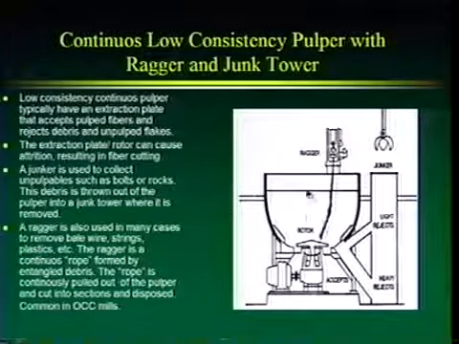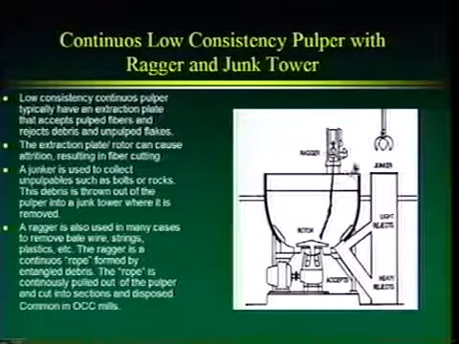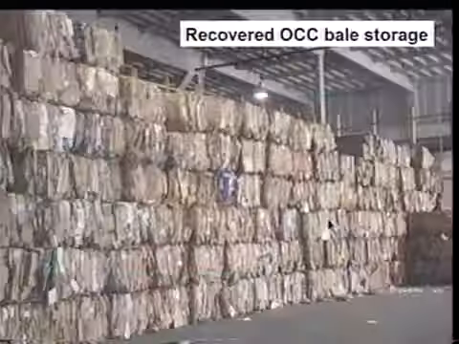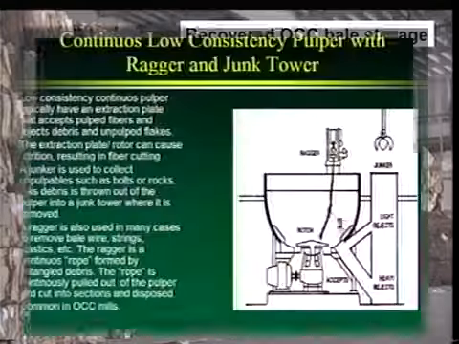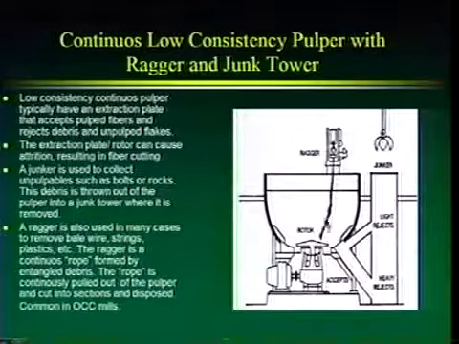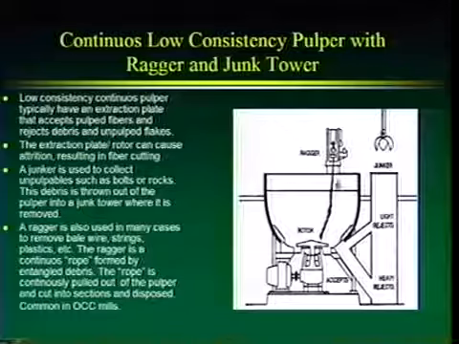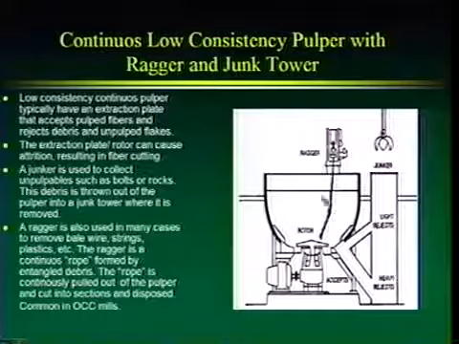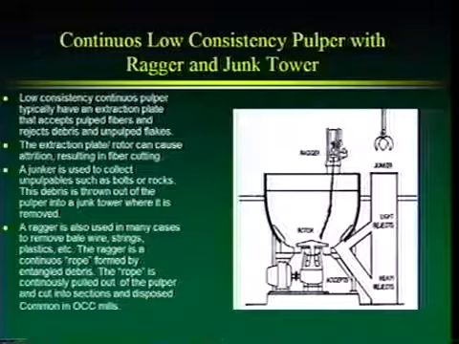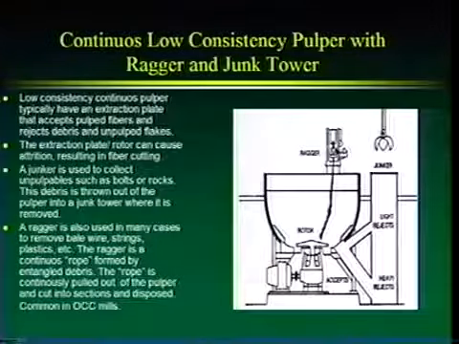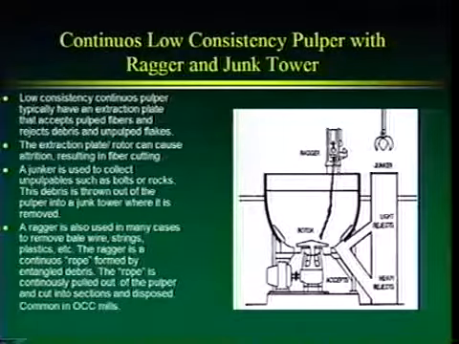Now, the rejects can be removed either from the junker or from the ragger, and we'll talk about both of those. The ragger is a very interesting thing. It's a snake of plastics and wires that is pulled out of the pulper. We usually dip a rope into the pulper, and the swirling wires and plastics wrap around that rope. And this ragger has a pulley system, and the pulley wheels pull this rope out of the pulper.